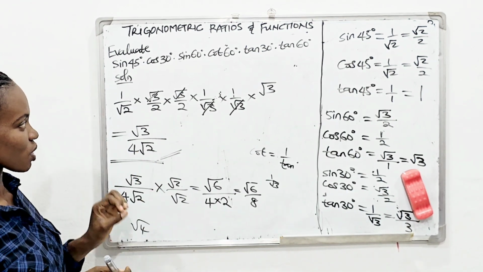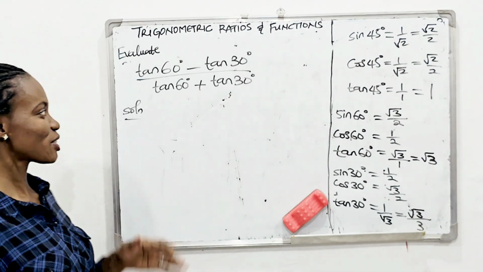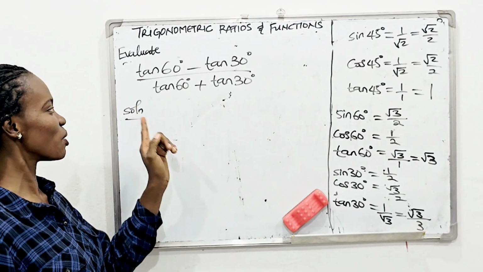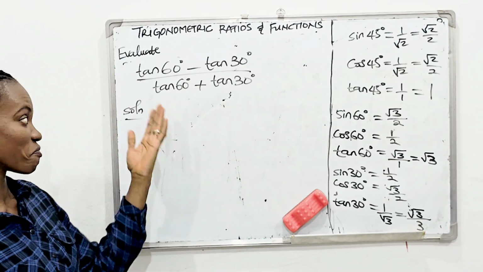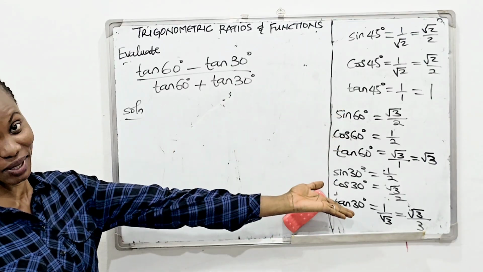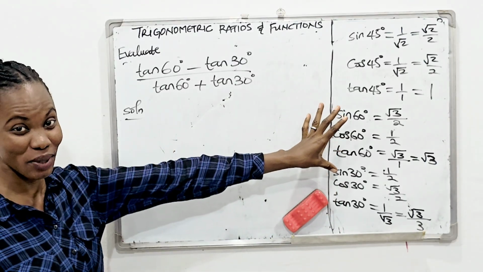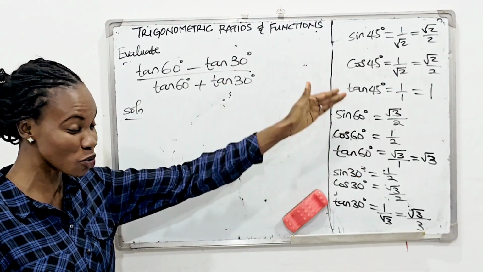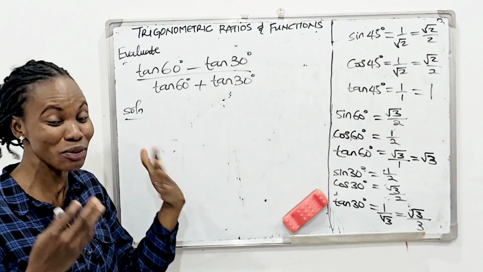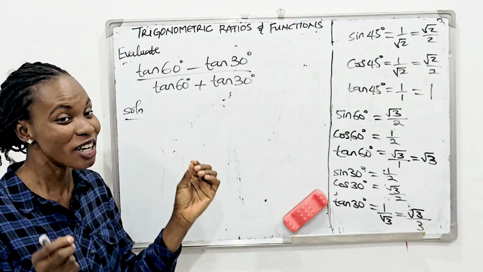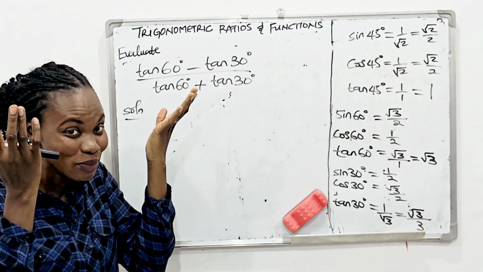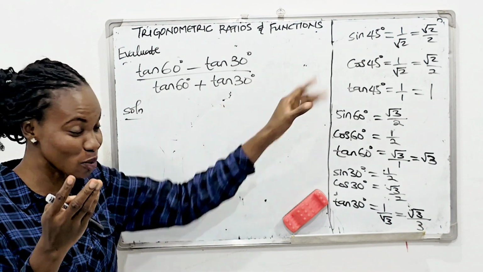Let's look at another question: tan 60 minus tan 30, all over tan 60 plus tan 30. Very simple again. We have already generated these values, so learn how to generate them. If you have not watched that video, make sure you do. You can memorize it the way you memorize the times table, but it's always good to know how to generate it, in case it escapes from your memory.